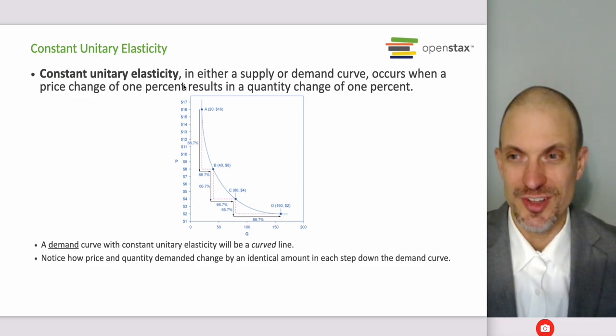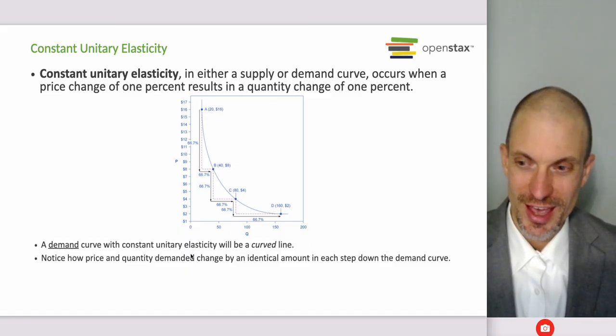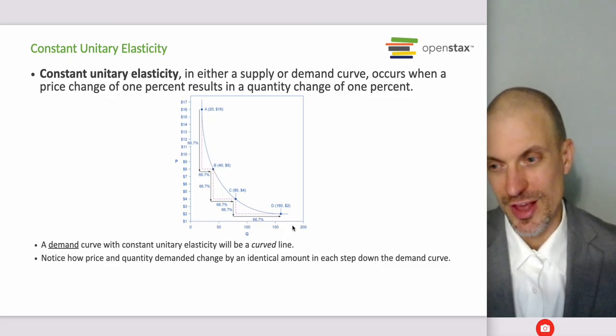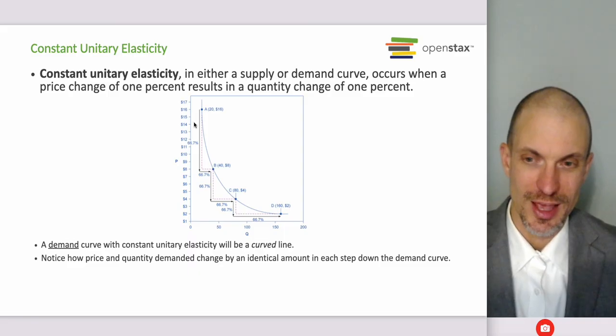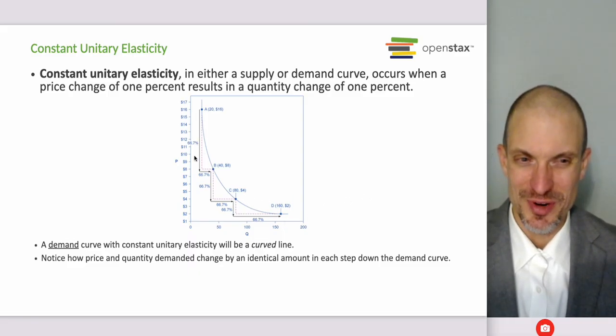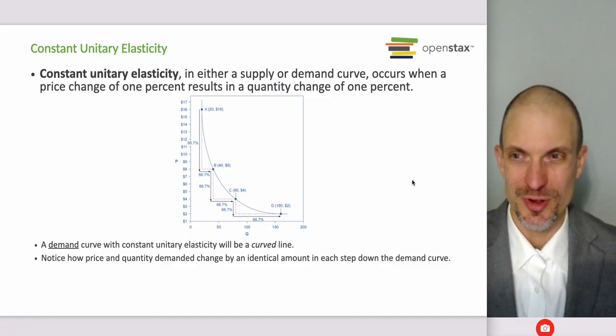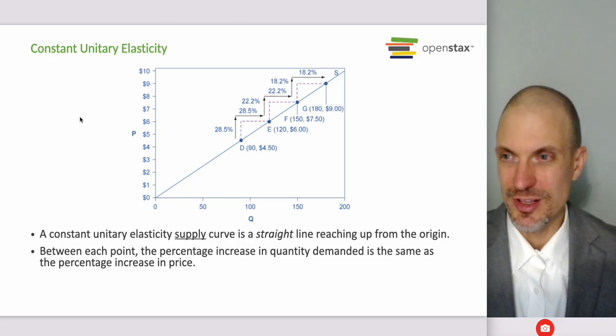Okay, so constant unitary elasticity. This happens if a price change of 1% gives us a quantity change of 1%. This demand curve here does that. So here we have constant unitary elasticity. It's going to be a curved line. So we see price and quantity demanded change by an identical amount at each step along the demand curve. Apart from this text, this is relatively uncommon to see in the principles or introductory level economics course, sometimes in intermediate micro, certainly in PhD level.